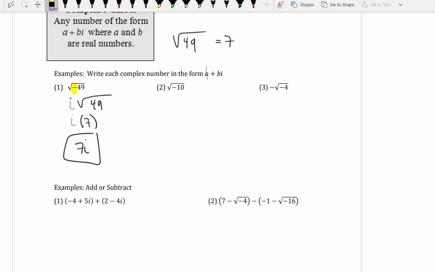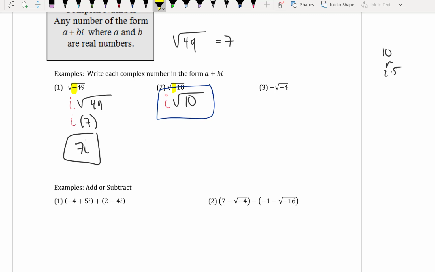For number 2, same thing. I have my i, that's going to take into account that negative. And then I have the square root of 10. But if I look at 10, that's just 2 times 5, so that can't really be simplified any further. So I just have i square root 10 as my final answer.